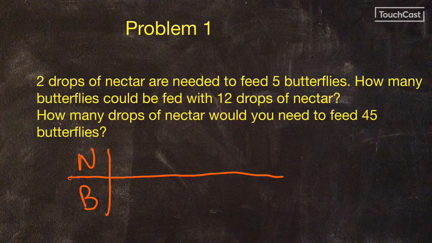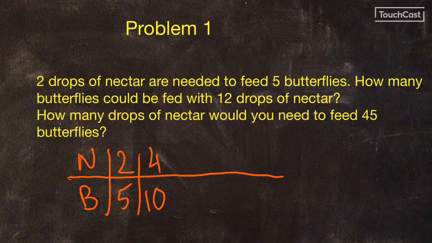So N for nectar, B for butterflies, you would have been able to show that 2 drops of nectar equals 5 butterflies, and then you could continue that chain. So for every 2 drops of nectar, it fed 5 butterflies. So that could have looked like 4 drops of nectar, 10 butterflies. 6 drops of nectar, 15 butterflies. So from there, you had enough information that you could use to be able to solve the problem.